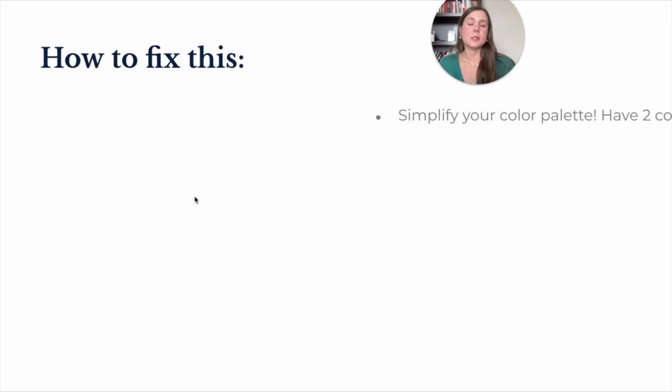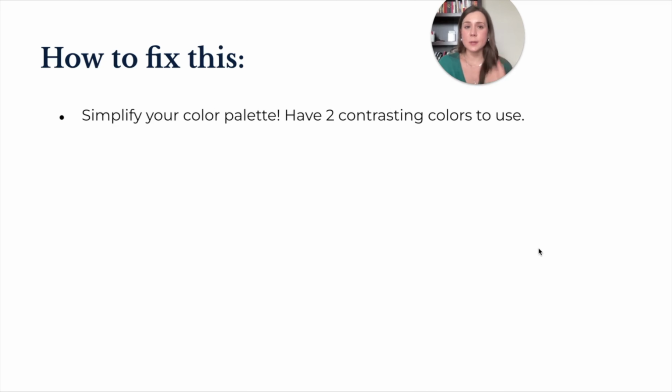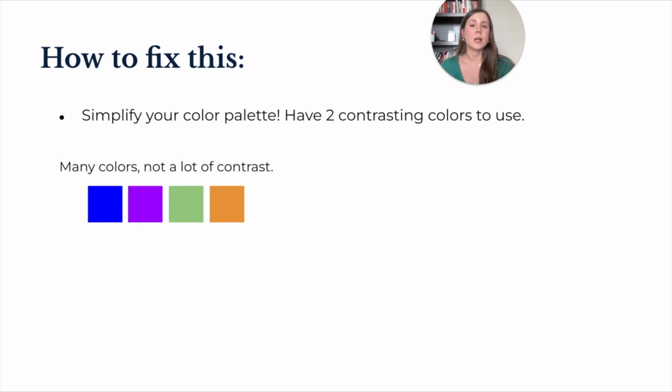So how do we fix this? The first thing we can do is simplify our color palette. Instead of just choosing a bunch of different colors just because we like them or want a really colorful palette, maybe we start by having 2 very obvious contrasting colors to use. Here's an example of many colors but not enough contrast. You can see that these colors are very beautiful, but if we were to layer them on top of one another, there's not going to be enough contrast to make it readable, especially for anyone who's visually impaired.